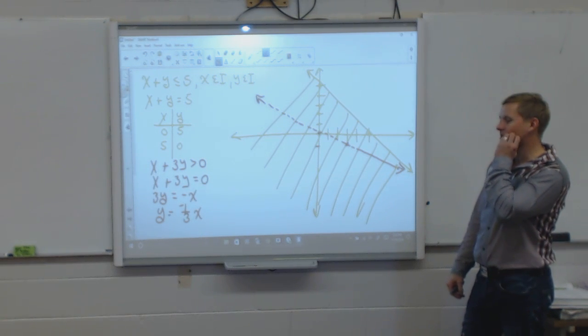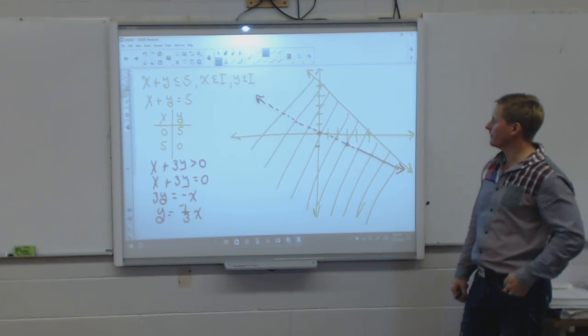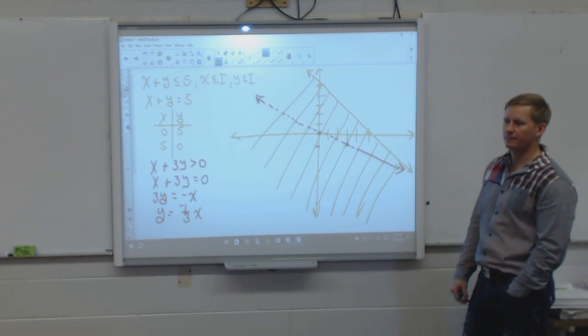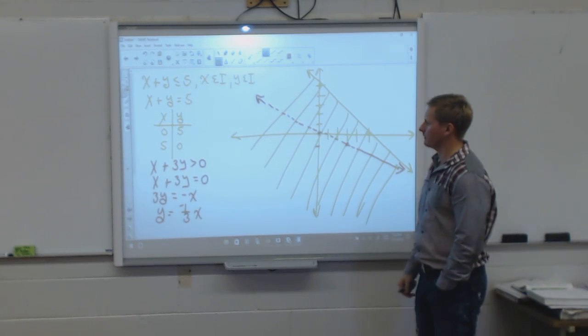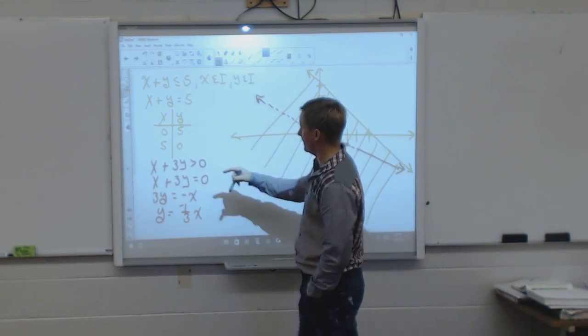Now, how do I decide which side I shade on? Plug in a value. What value do you want to plug in? 1 and 1. 1 and 1, okay. So 1 and 1 is right here. Let's plug it in and see.